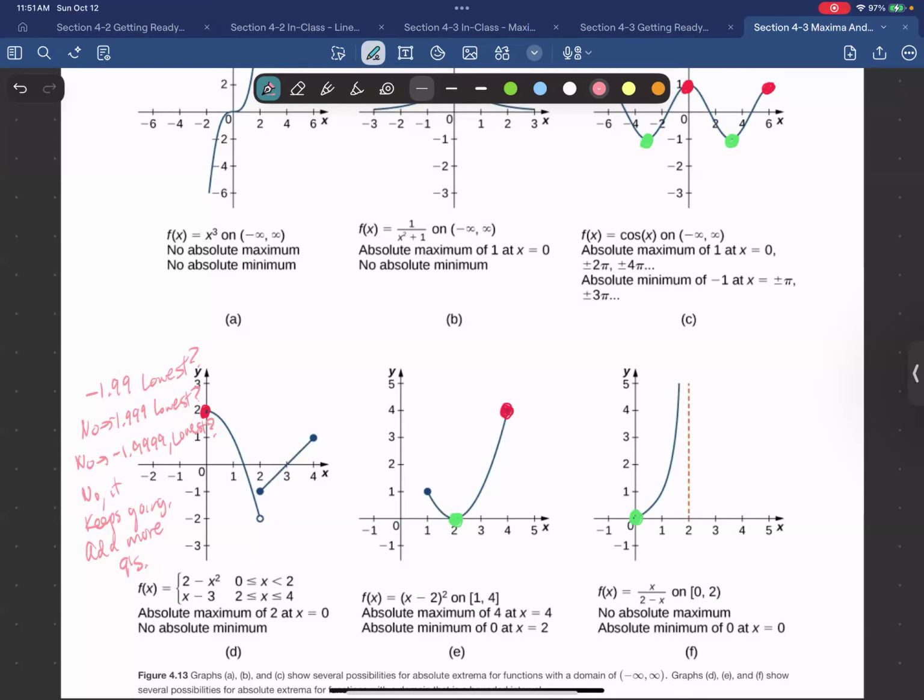All right, next graph, we've got x minus 2, that quantity squared. We're going to do it on 1 to 4. When you graph it, we can see we've got value. Our smallest value is right here at x equals 2. The value is 0, so that's our absolute minimum. We've got a maximum up here where the x is 4, and it happens to have a y value of 4 there also, okay? So we can see all this stuff graphically.